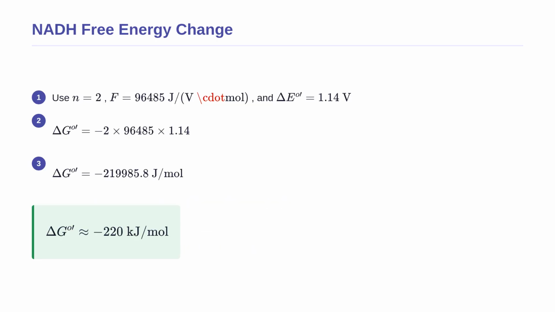Let us continue our NADH example and calculate the total energy released. We know 2 electrons are passed from NADH to oxygen, so N equals 2. We plug in the Faraday constant and our previously calculated potential difference of 1.14 volts. Multiplying these together gives us approximately negative 220,000 joules per mole, or negative 220 kilojoules per mole. The negative sign confirms this is an exergonic reaction that releases energy.